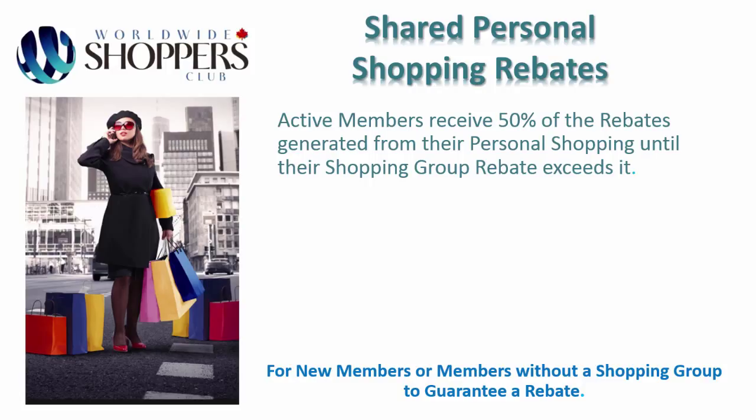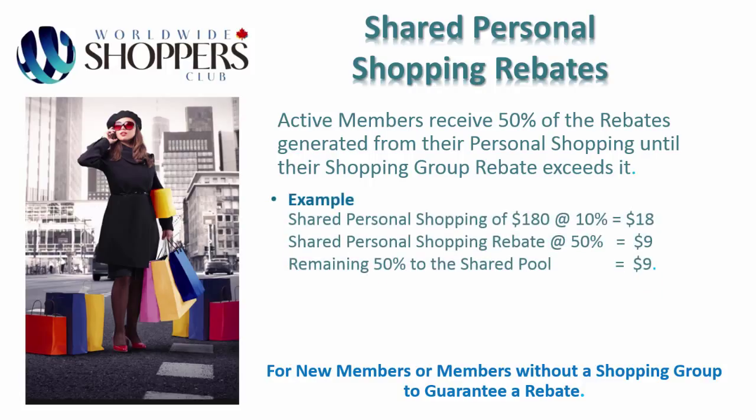I think the best way to explain this is just to give you an example. Let's suppose someone did personal shopping of $180. And let's suppose they were getting 10% rebate from the merchants. So that would be $18 of rebates that they generated. They receive 50% of that as a shared personal shopping rebate, and that would be $9. So the remaining 50% would go into the shared pool.